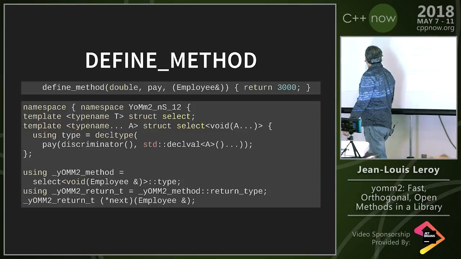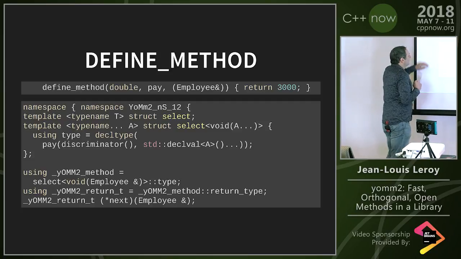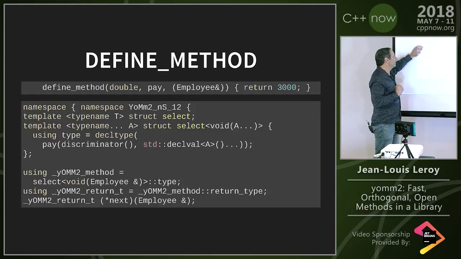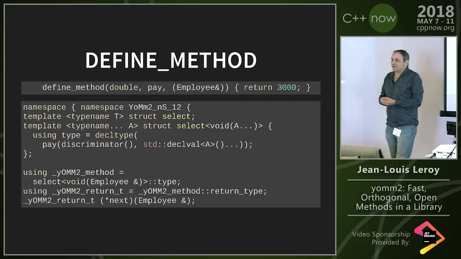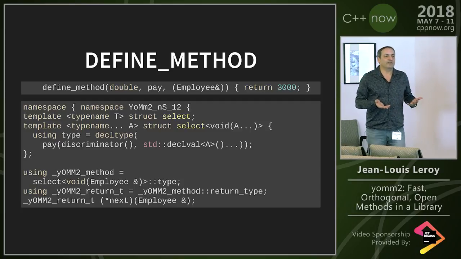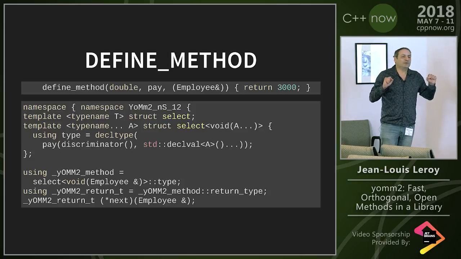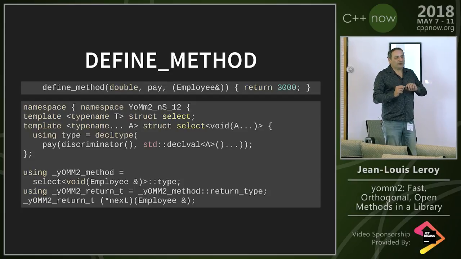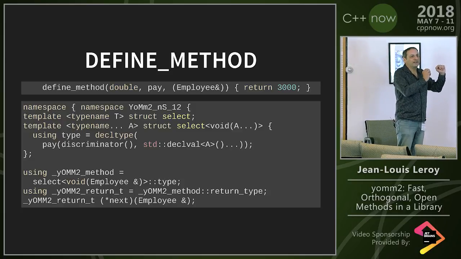Now, define method. Again, it's a macro which hides things in nested namespaces. And now the problem we have is, how does the define method locate the method to specialize? Because when we multiply matrices, we probably have several multiply methods. One that multiplies a matrix and a matrix, one that multiplies a double and a matrix, and one that multiplies a matrix and a double. So how does yomm2 match a specialization, a defined method, with the appropriate declaration, right?